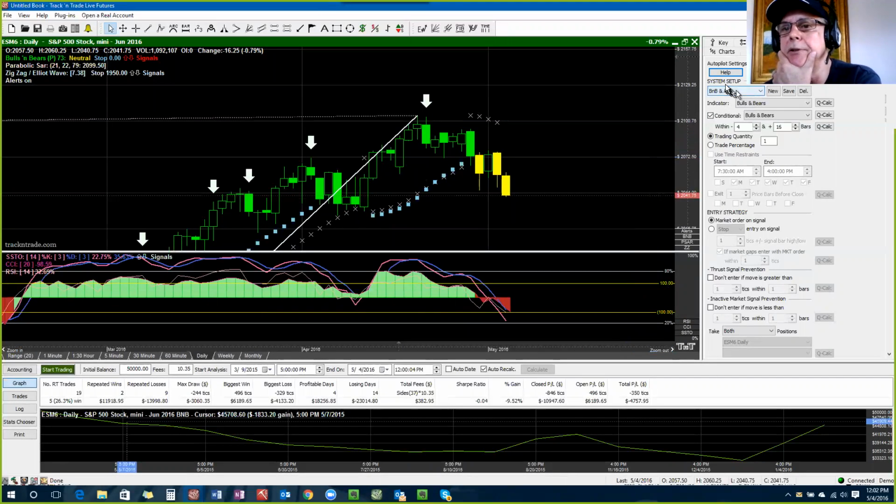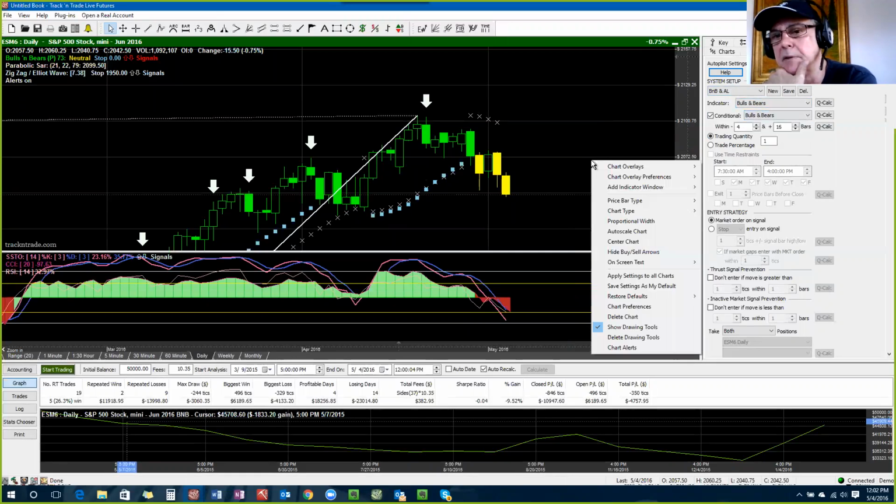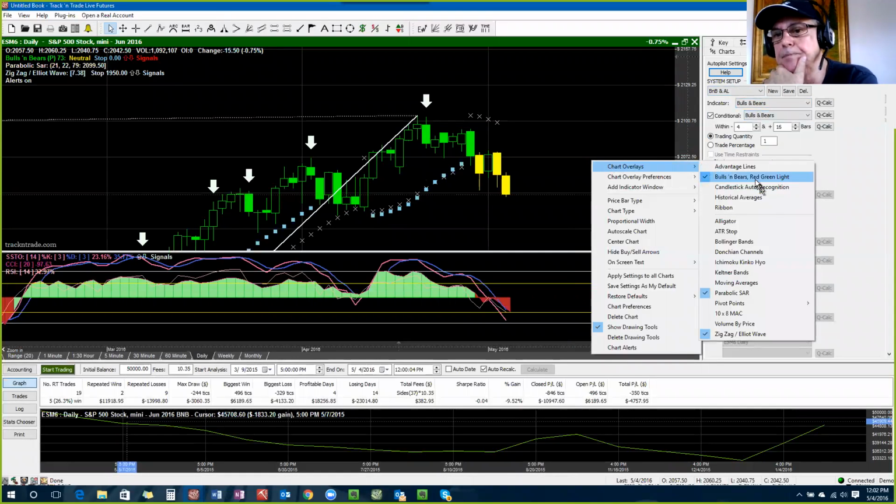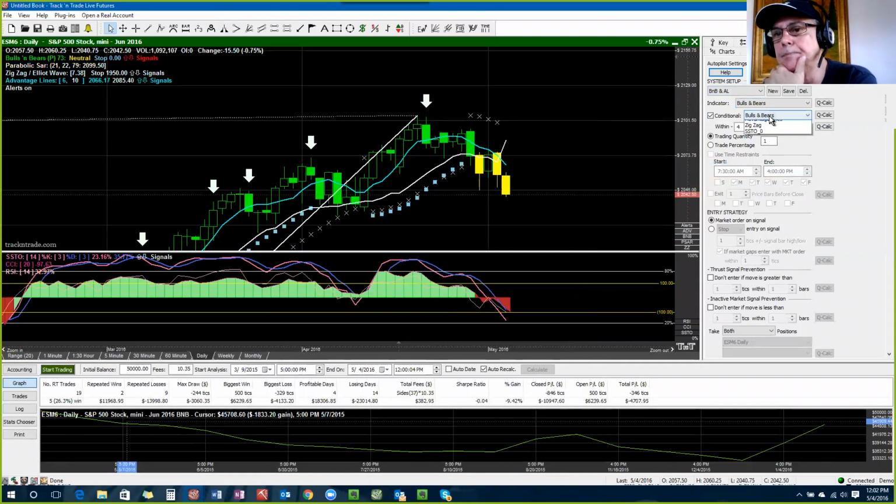you can use what they call the system setup here to follow any of the indicators that you want it to. And then you can name it. I happen to name this one B&B, Bulls and Bears, when Bill and I were playing around with it, B&B and AL for advantage lines. That stood for the indicator Bulls and Bears, and a conditional should have been advantage lines, but I don't have advantage lines turned on, so I have to turn those on. Then I can choose them.